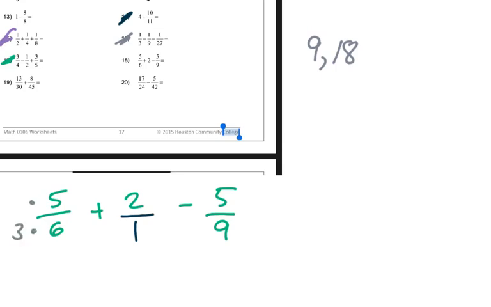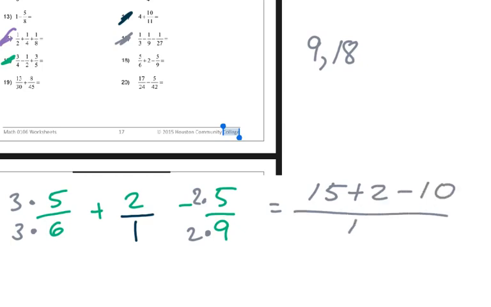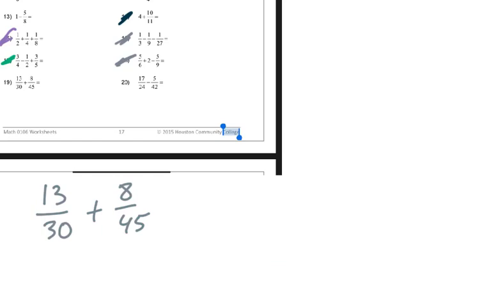So this will be times 3 times 3. This will become times 2 times 2. And we'll get 15 plus 2 minus 10 all over 18. 15 plus 2 is 17. 17 minus 10 is 7. So we have 7 over 18. It's as easy as that. On to number 19. Okay, so let's look at number 19.